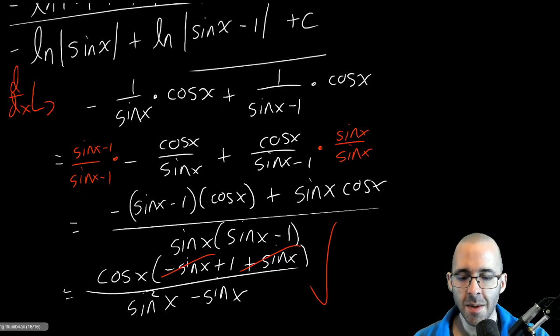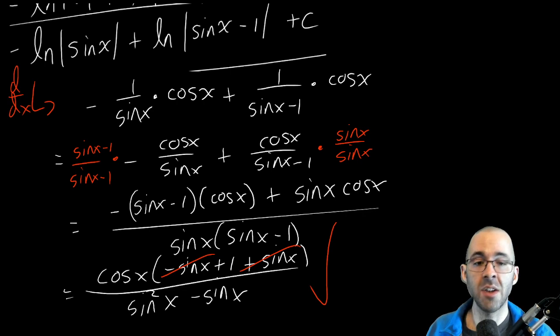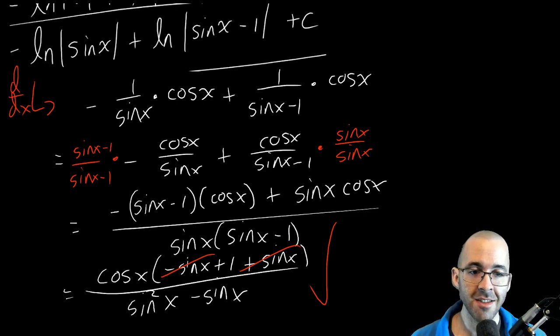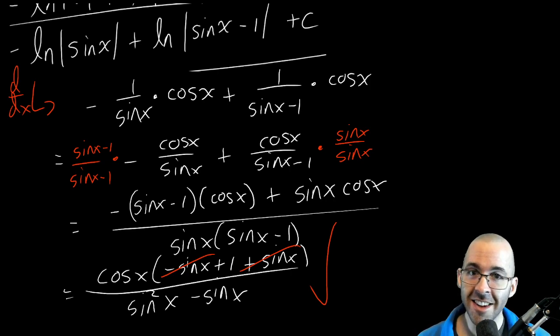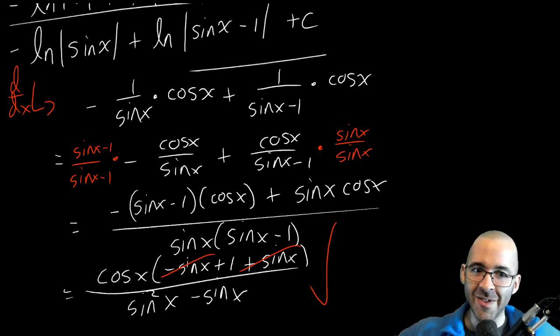That's partial fraction decomposition. This is what we do if we have non-repeated linear factors. Do you want to know what happens if we have repeated linear factors? Stay tuned. Here it comes.